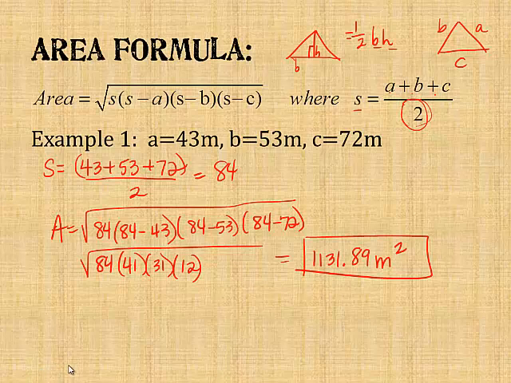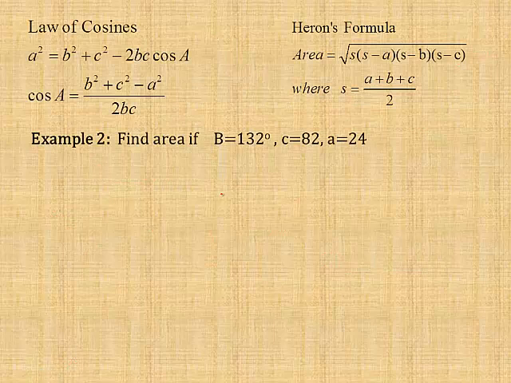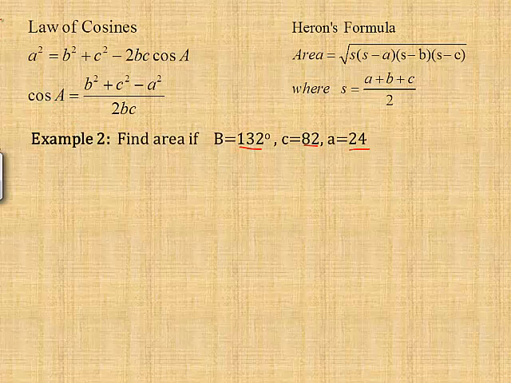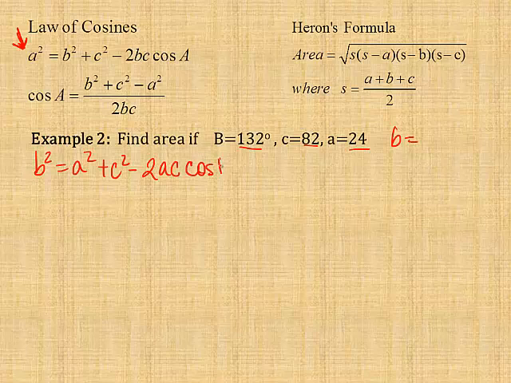Now, what happens if they don't give you 3 sides, but they give you one angle and the other 2 sides? Well, this is where you go back and you use law of cosines. We know with law of cosines we can use the side formula to help us find little b. We need to know what little b is before we can apply Heron's formula. So I'm going to rewrite my formula so I know what it is. B squared equals a squared plus c squared minus 2a times c cosine of big B.